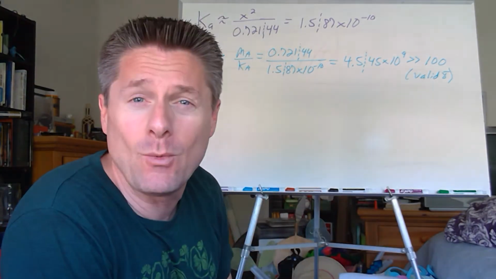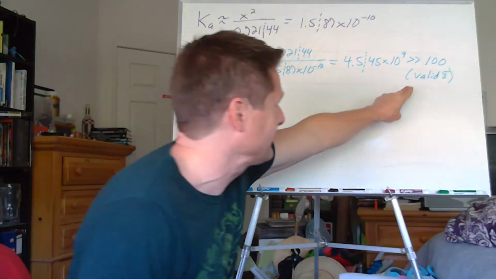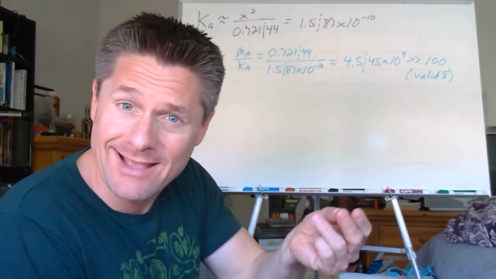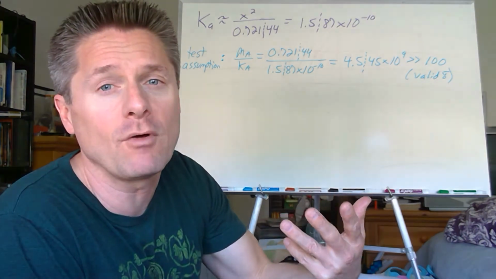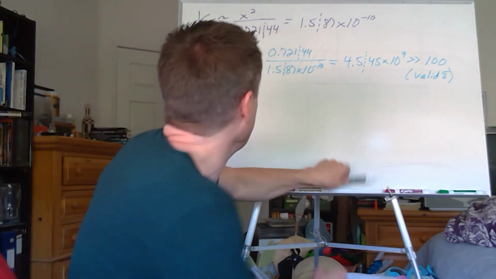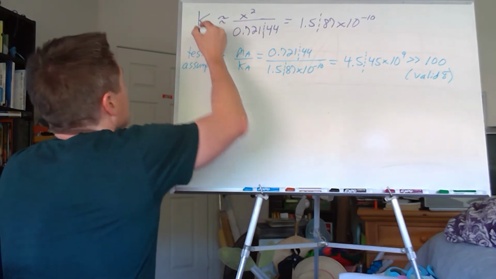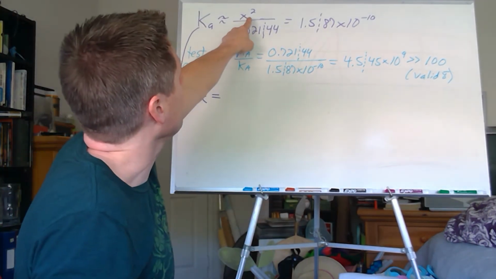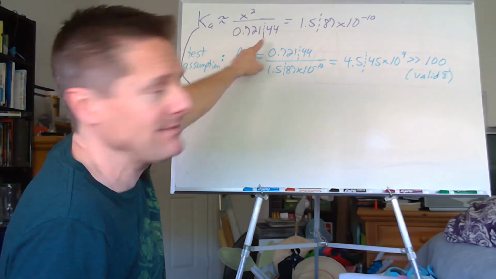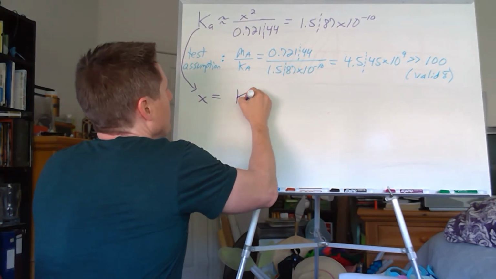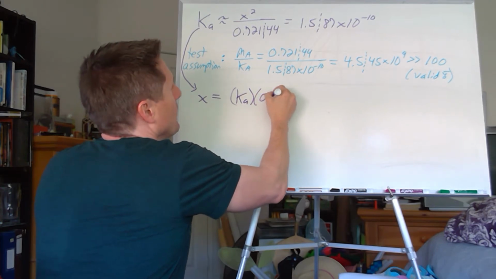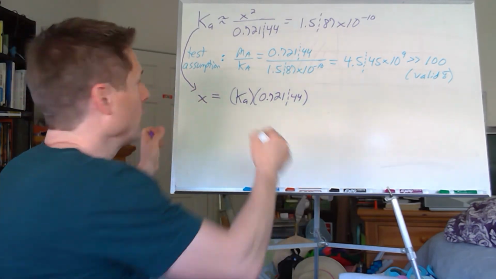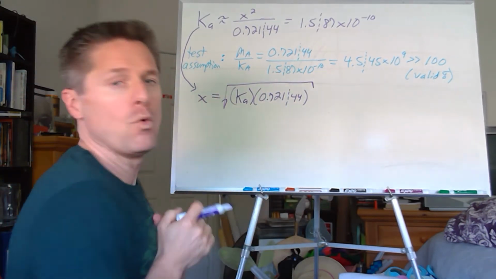That's a lot bigger than 100, so I'd say yes, we are valid in assuming that x is tiny, and 0.72144 minus x is approximately 0.72144. That now allows us to calculate, so we can now bring this down. So x squared will be Ka times that. Right? So if we take Ka times the original concentration, that would be x squared, then we square root both sides. Boom! Just like that.